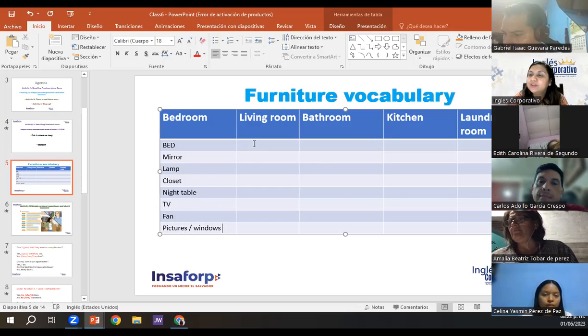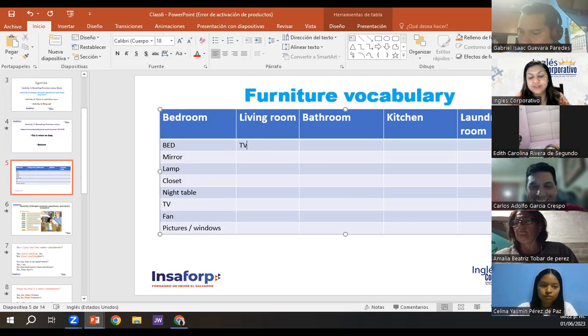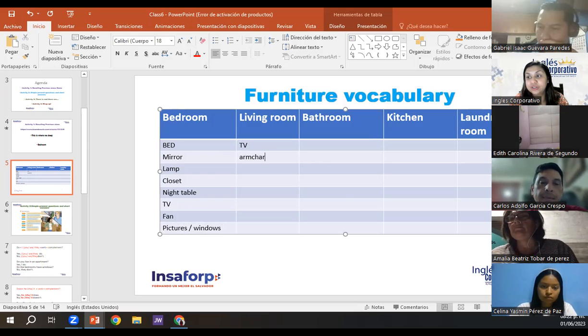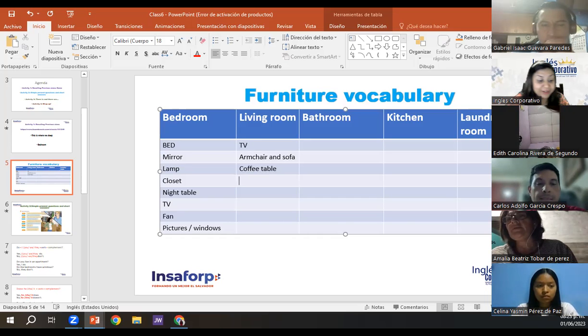In the living room, what do you have in the living room? Television. TV. Armchair. Some chair. Sofa. Coffee table. Okay. A coffee table. What else? A flower vase. Yes, a flower vase. What about pictures? TV stand, right?